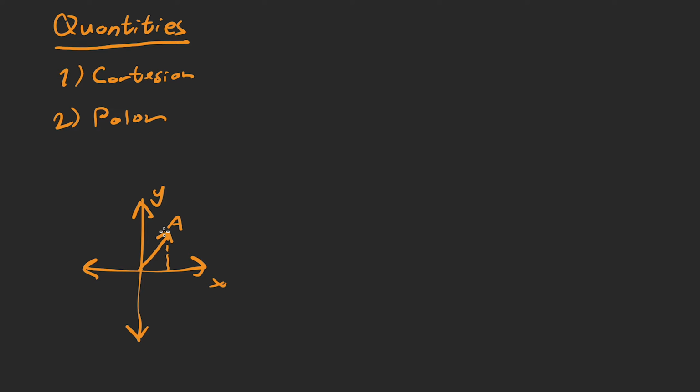And to define this in a Cartesian coordinate system, you just basically take the values of the horizontal axis and the vertical axis. So let's say that this is 3 units long and this is 5 units long. We can represent the vector A as 3i plus 5j. So this addition right over here is not really an addition.